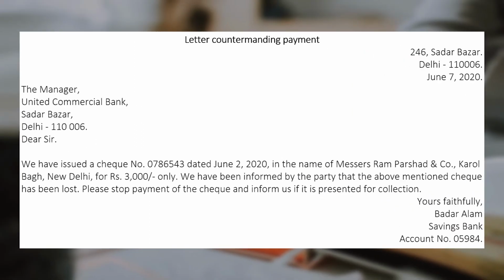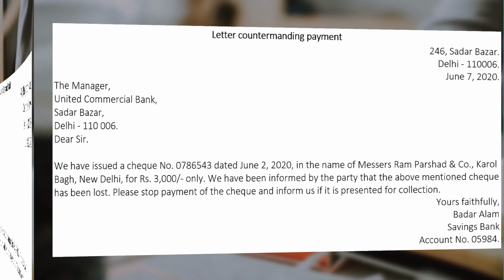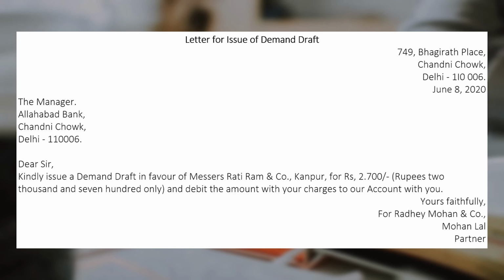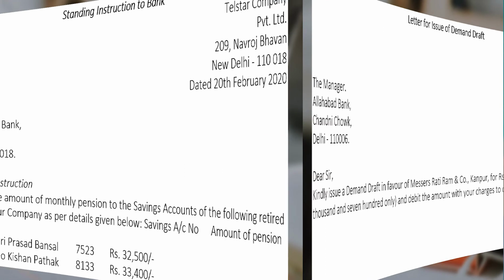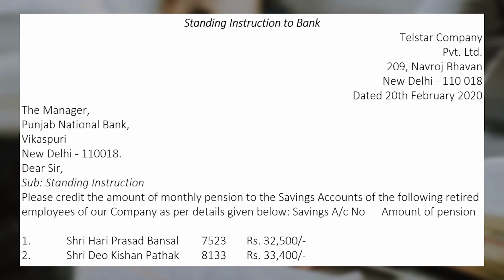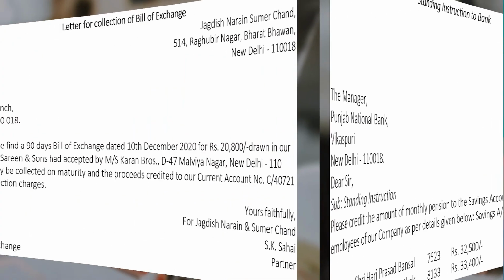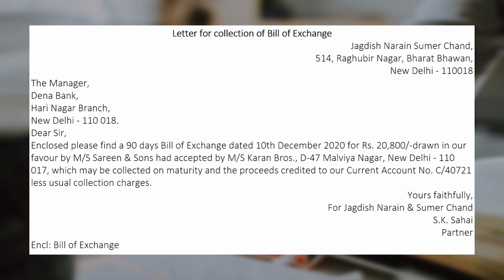Next is a letter countermanding payment or a stop check request due to the loss of a check. This is urgent and needs immediate action. A rather common and used letter is the next sample, which is a letter for the issue of a demand draft complete with payee details, amount and request for issuing the demand draft. The next sample is not a letter but a slight deviation in the form of a standing instruction by a company, Telstar company, to the manager of a Punjab National Bank requesting a recurring release of pension to two of its employees. Closing it with the last sample, letter for the collection of bill of exchange by Jagdish Narayan and Subarchand to the manager, Dena Bank, with a request to receive a 90-day bill of exchange.